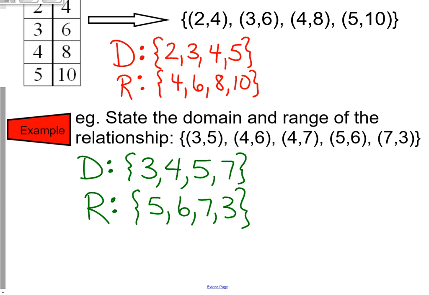Now you can leave it like that, or most commonly we like to write this in numerical order, so I would probably rewrite this as 3, 5, 6, and 7. But if you didn't, it's not wrong. It's just how we kind of mathematically like to write things. Okay, so domain is the inputs, which are usually our x values. Our range is our output, which is usually our y values.